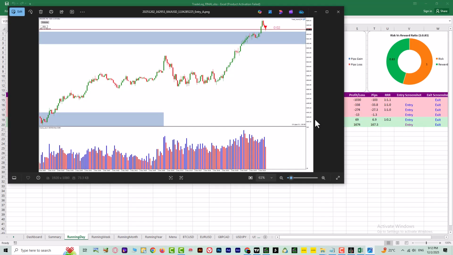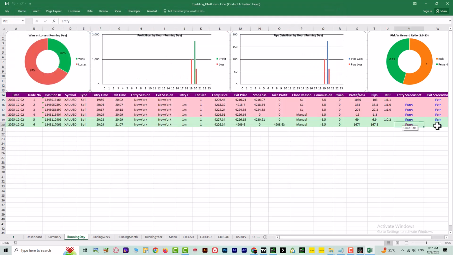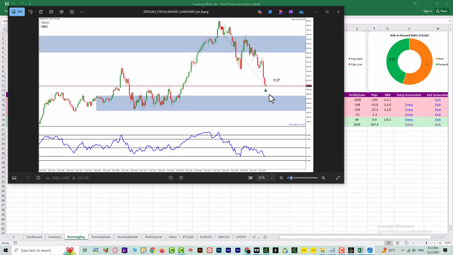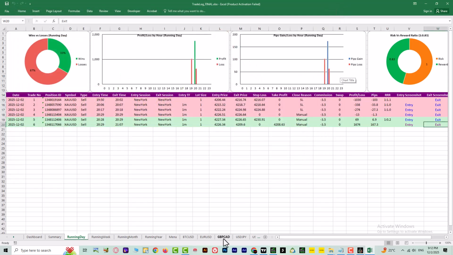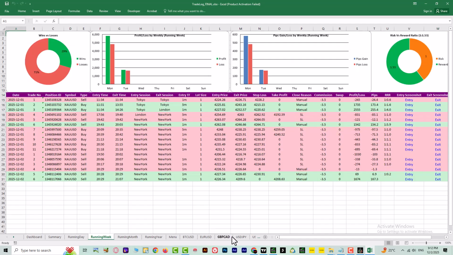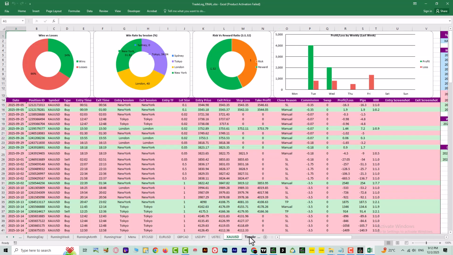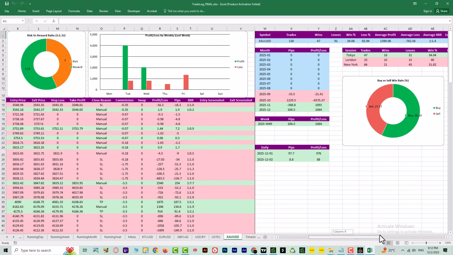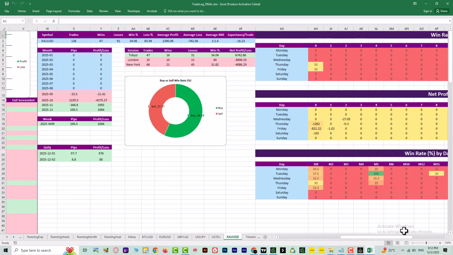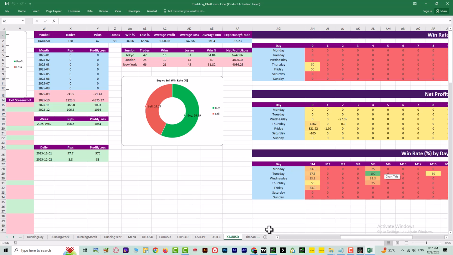Here is my last trade entry screenshot. And this is the exit screenshot. The tool takes these screenshots automatically, so you always have a visual record of exactly where you entered and where you closed the trade. The important thing is, I don't have to remember anything. I just trade, and the journal takes care of the rest.